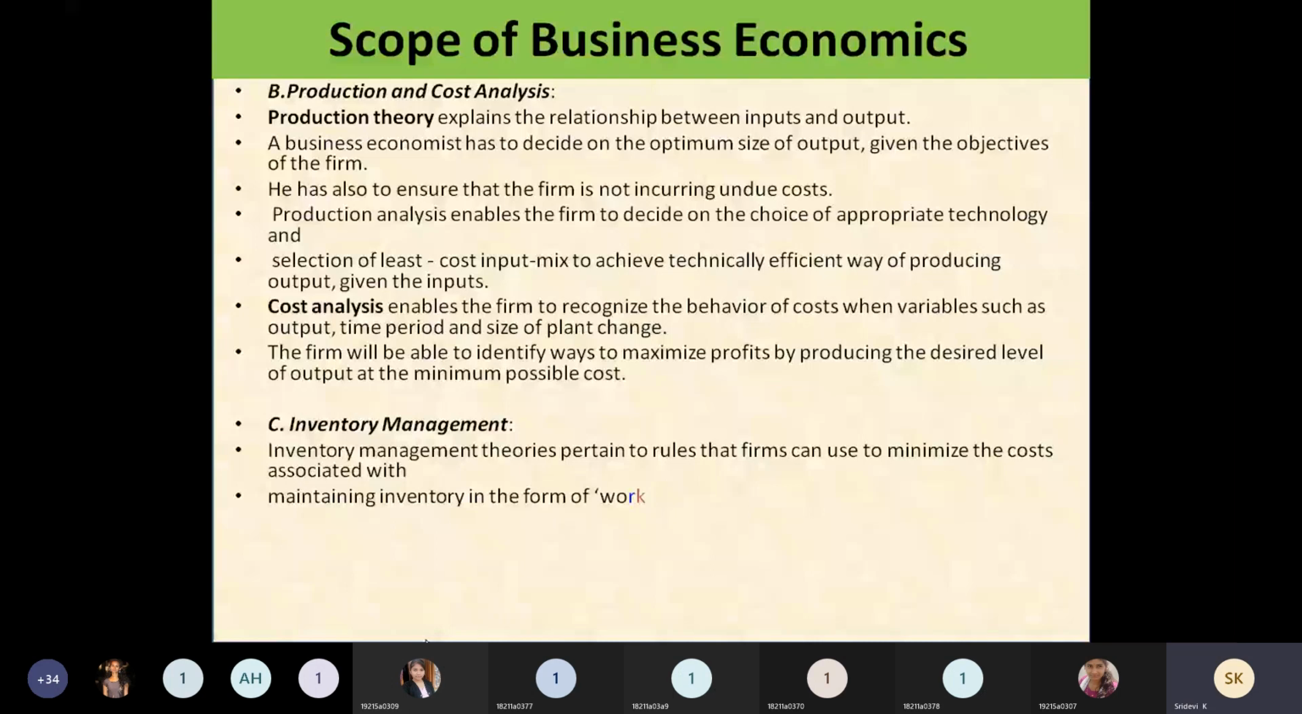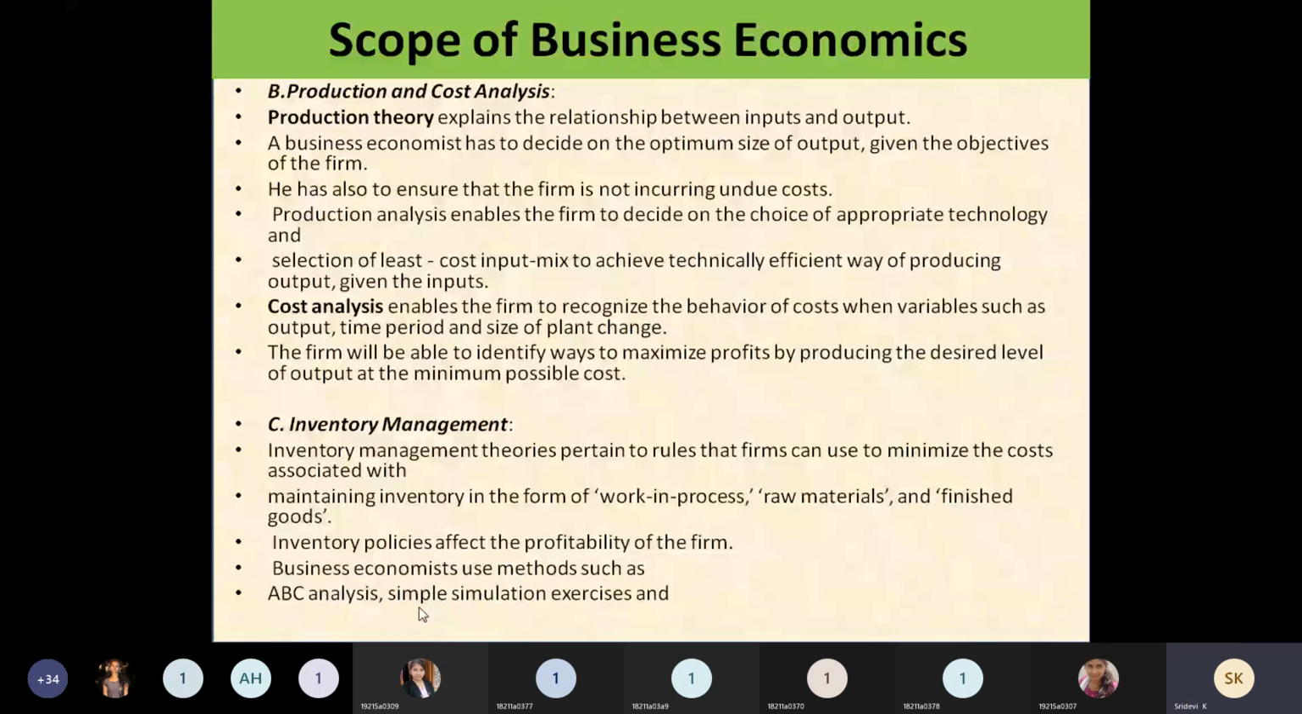See, you can work in process, raw materials, finished goods, etc. So these inventory policies will be affecting the profitability of the firm. Some techniques: ABC analysis is one of the methods or techniques that you can apply, and simulation exercises will be there, and certain inventory models are also there.